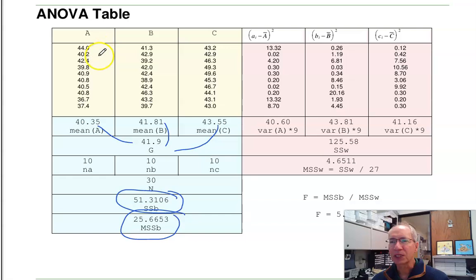Mean sum within columns. Take these data points minus the mean of A squared. Likewise for B, likewise for C. Add them all up. I get the sum of A_i minus A bar squared, which is also the variance of A times NA minus 1, times 9. Variance of B, variance of C. Add these numbers up. I get the sum squared within columns divided by 27. 30 data points minus 3 columns, 4.6. Take that ratio, that's the f-score. F-score is 5.5.